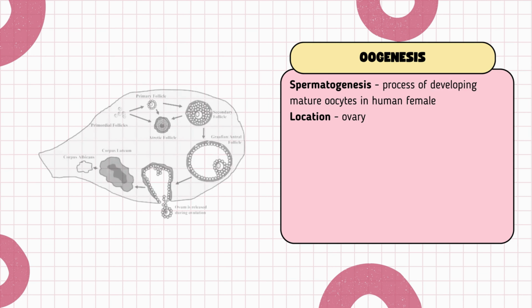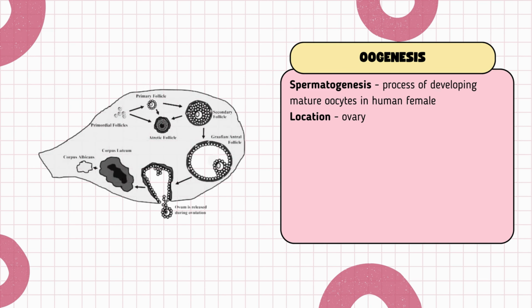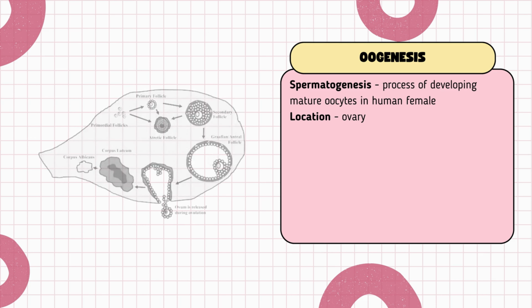Oogenesis, the process of developing mature oocytes, eggs, is a prolonged and highly regulated process in human females. Immature eggs are formed within the ovaries during embryonic development but remain arrested in an early stage of meiosis. These oocytes do not complete their development until many years or even decades later, typically resuming maturation during the female's reproductive years in response to hormonal signals.